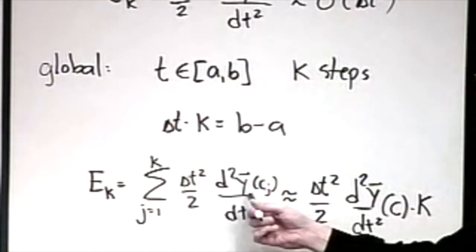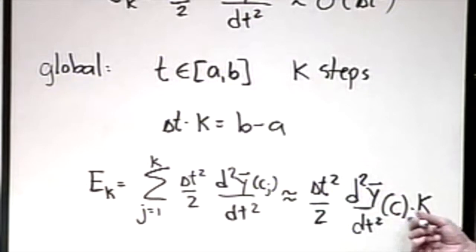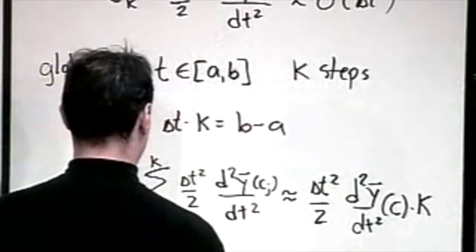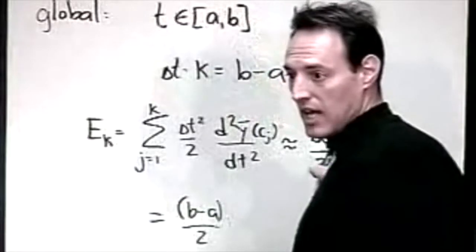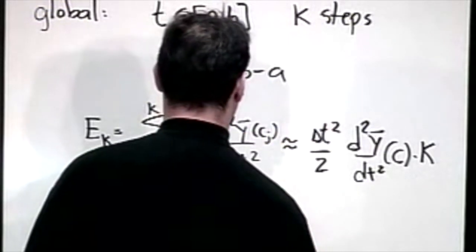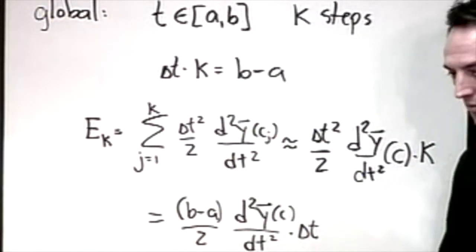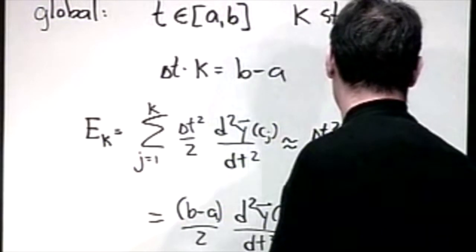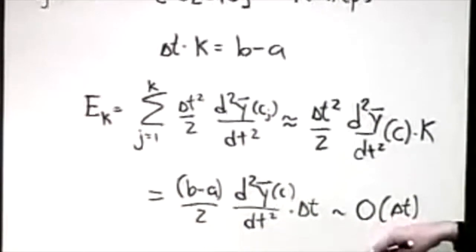if I knew the average value of this over all the k steps, I could take it out of the sum, and I'm stepping over k times. So basically, this just becomes k of these. But what is k? Well, k is b minus a over delta t. So if I put that in there, I get b minus a over 2, and one delta t cancels with the one up here. And so I end up with this formula here. Notice, this now is order delta t. So your global error is order delta t.